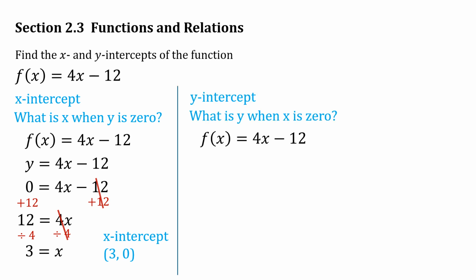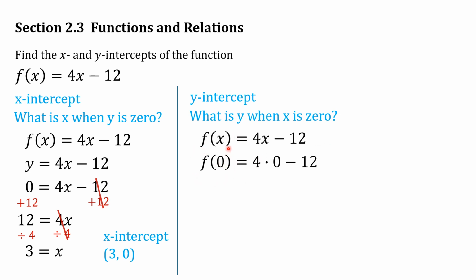Okay, let's get the y-intercept. Same function. Y equals mx plus b. 4 is your slope. Negative 12 is your y-intercept. If you're trying to find the y-intercept, you're going to plug in x is 0, because when x is 0, that's when you're on the y-axis. So we plug in x is 0, and this is how you write it.